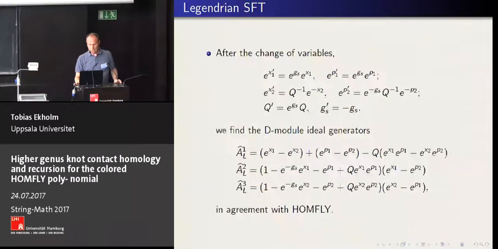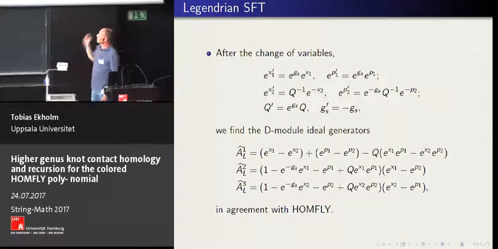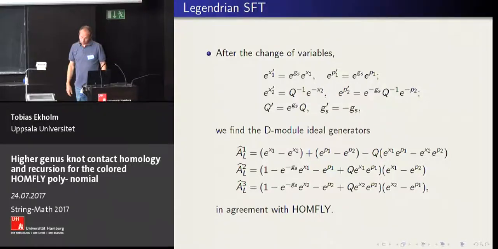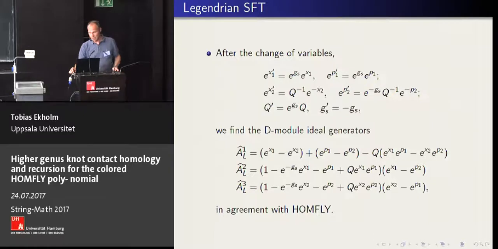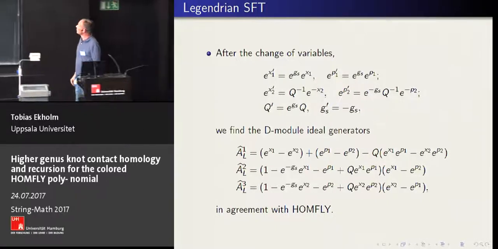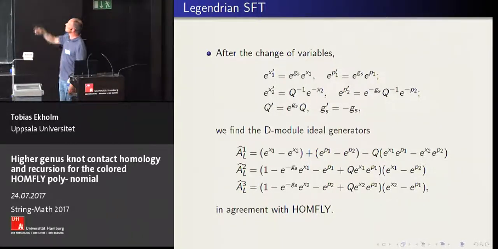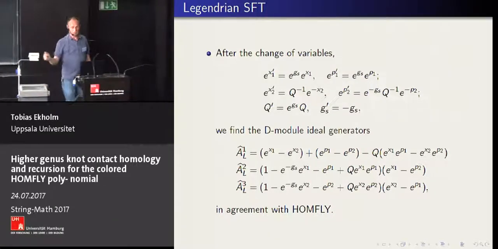And okay, after some work, you can again solve this, and you get the following three generators for the recursion relation, which is in line with what you get for the HOMFLY. And note that it's not a completely trivial check. The first equation is pretty trivial, but the other two actually contain some genus business.